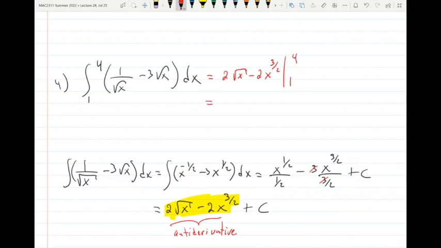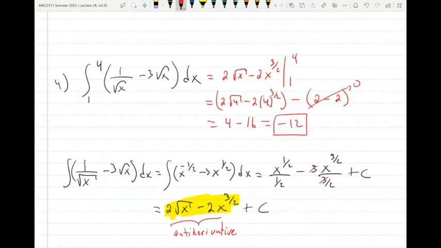Okay? So let's see. When you evaluate at 4, what do we get? 2 square root of 4 minus 2 times 4 to the 3/2, minus evaluated at 1. Okay, when it's at 1, that's just 2 minus 2. Everybody okay with this? Okay, so that's a 0. Now what is this? So 2 times 2, square root of 4 is 2, so that's a 4. And then when you do 4 to the 3/2, you can do the square root first, which is a 2, and then you cube it. It's an 8. And times 2, that's a 16. So I give you 4 minus 16, and then you get -12.